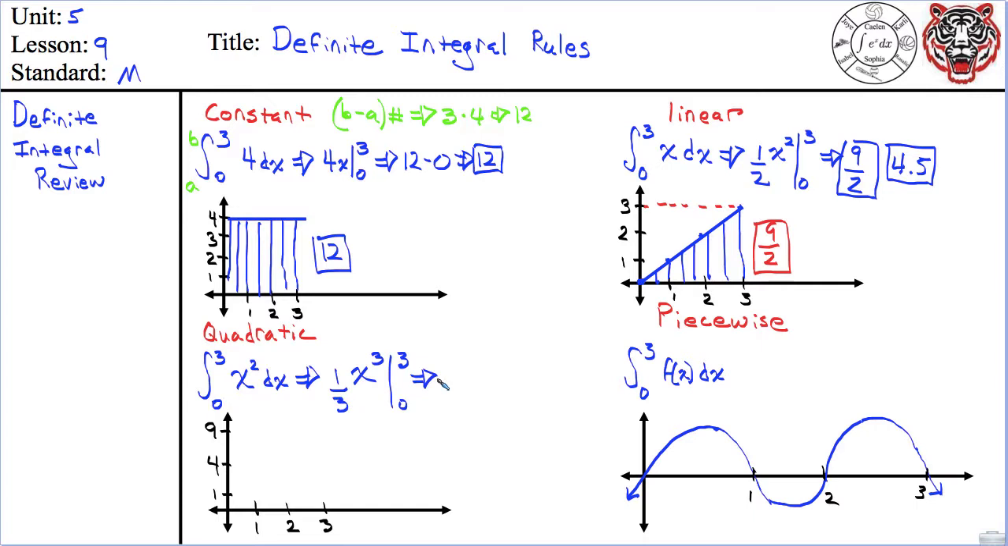It's 27 divided by 3, and that's going to be 9. Minus 0, but I'm just going to say 9, just skipping a step there. I know 0 plugged in is 0. What does a quadratic look like?